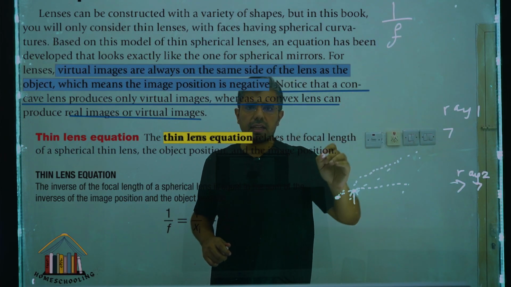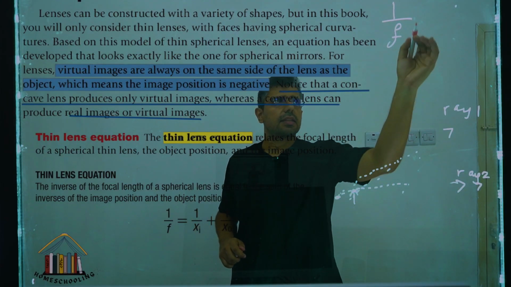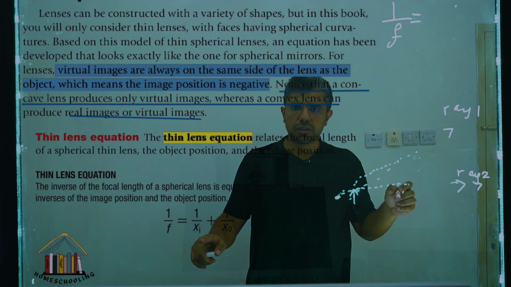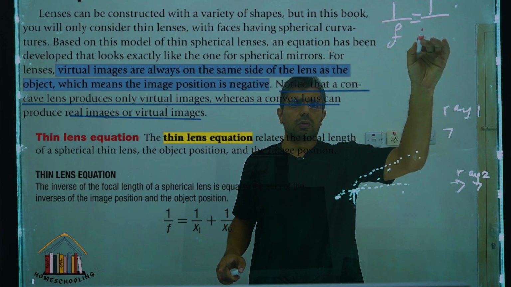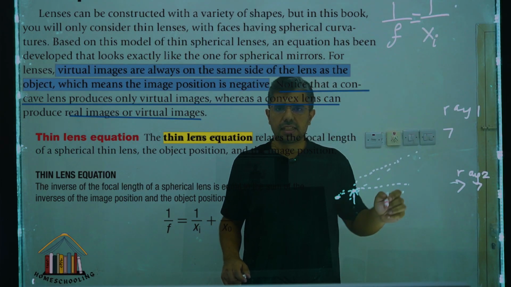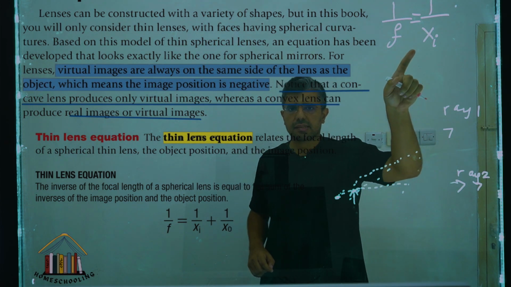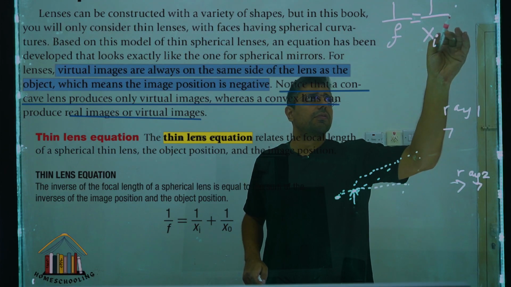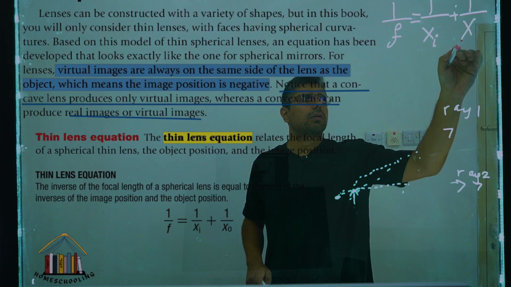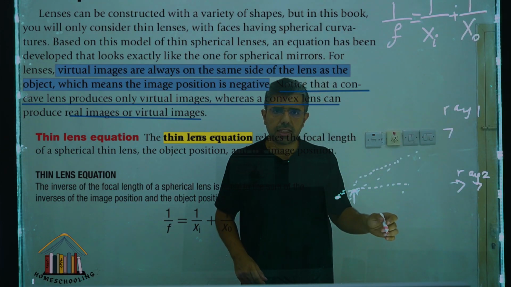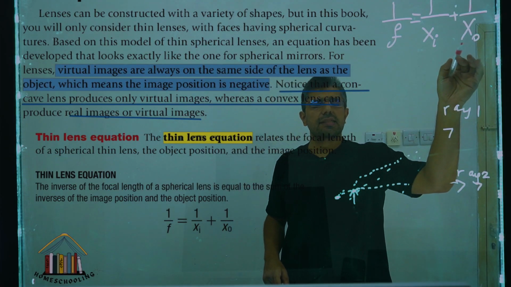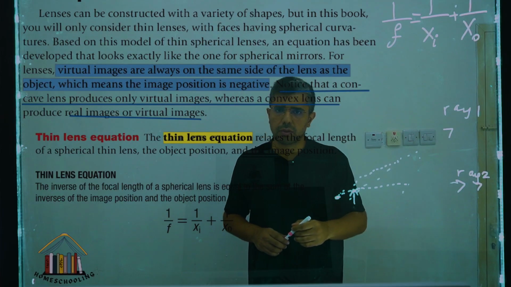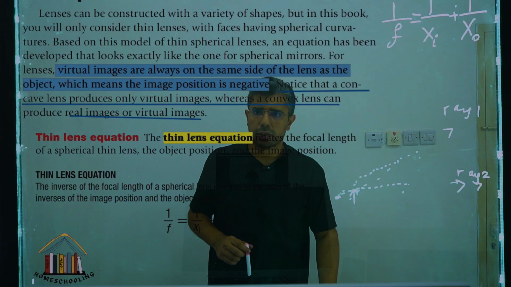By f, I mean the focal length of the lens, is equal to 1 over xi, which is the position of the image. So 1 over xi, i stands for the image, and xi represents the distance from the lens to the image, plus 1 over xo. 1 over xo, and again o stands for the object. So xo is the distance from the lens to the object. So this is the equation to keep in mind when we are trying to solve problems.